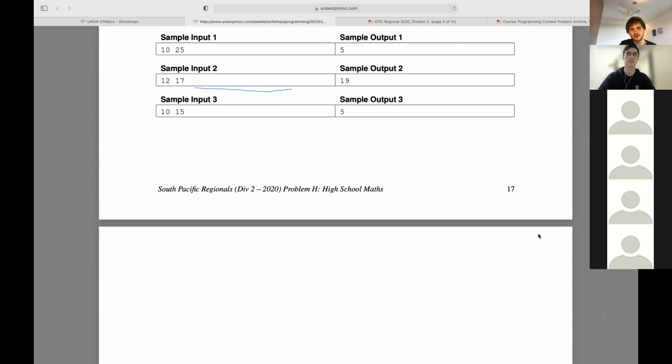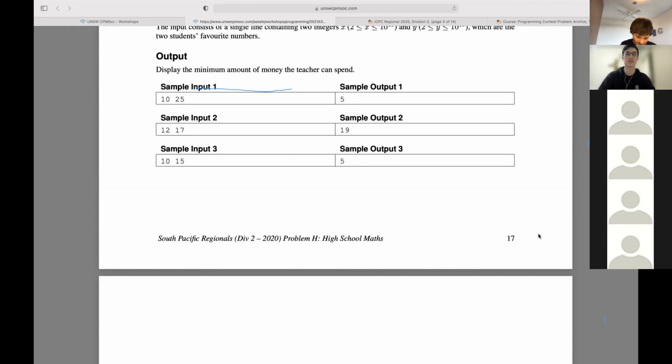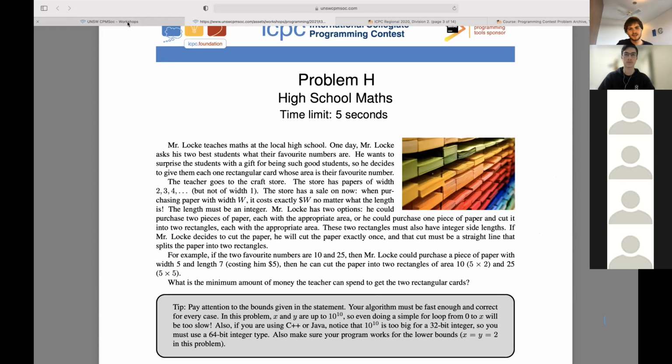Finally, we have a third sample input case. In this case, we have 10 and 15. In this case, we could buy 2x5 and 3x5 for a cost of total 2 or 3 is 5. Alternatively, we could buy a 5x5 piece of paper and cut it into a 2x5 and a 3x5. They both cost 5. They cost the same amount. So both cases cost 5, and so they're equally as good. And yes, so that is this problem here. Again, as before, just chime up if this doesn't make sense. And if you want to read it on your own computer, it's linked down here.